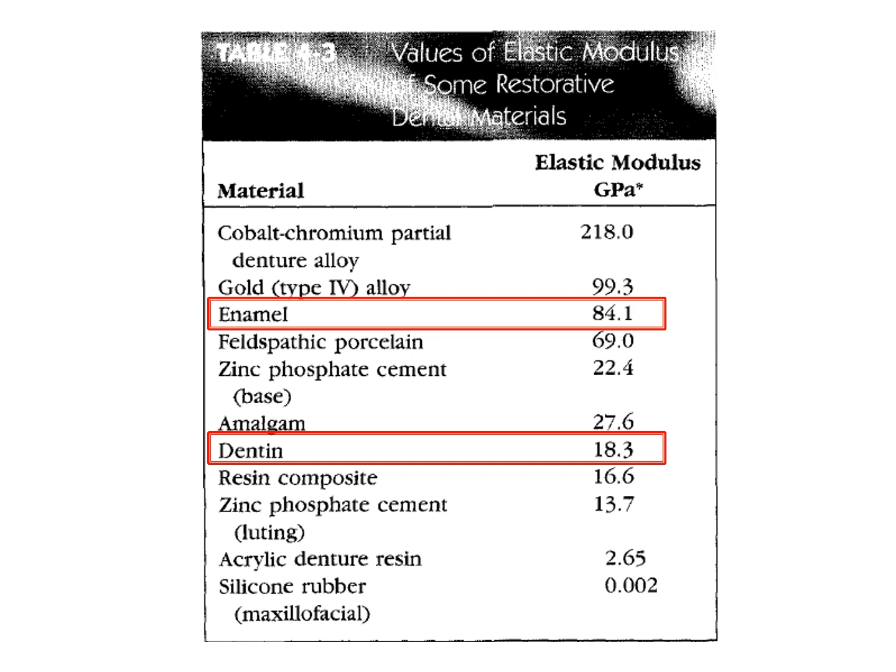You can see the table which indicates the elastic modulus of common materials, and of enamel and dentine here. You can see that the elastic modulus of enamel is much higher compared to dentine, which means enamel does not deform as much as dentine.